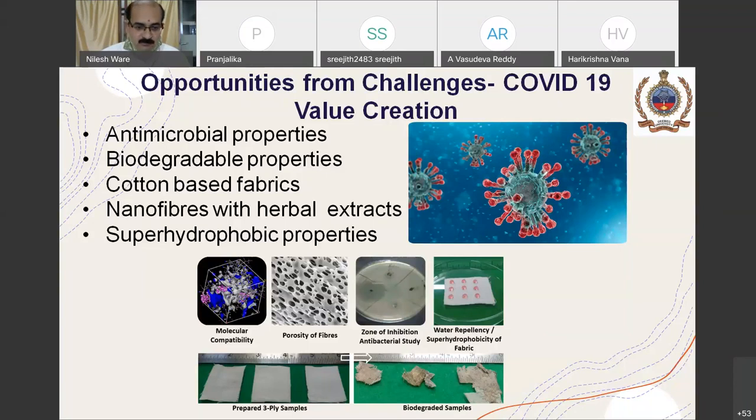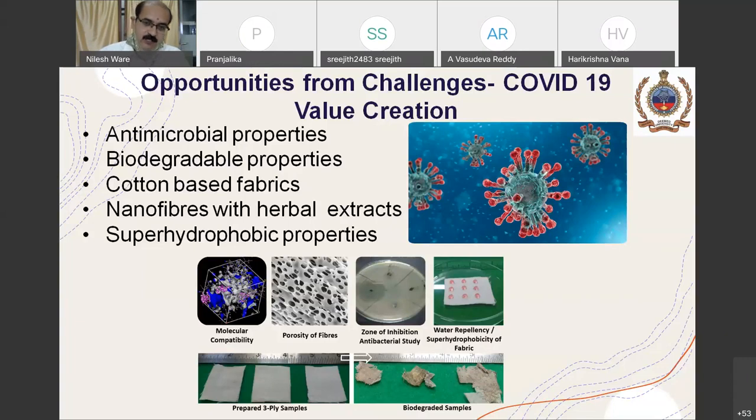If you look into the picture below, we had the molecular compatibility done. We had the porosity of the fiber. You see the pores, they are all in nanometers. It is done by an advanced characterization tool called scanning electron microscopy. Field emission was applied and we got the porosity ranging from 1 nanometer to 18 nanometers. That's the pore size you are able to see. We are able to see the antibacterial property. We are able to see the water repellency property.